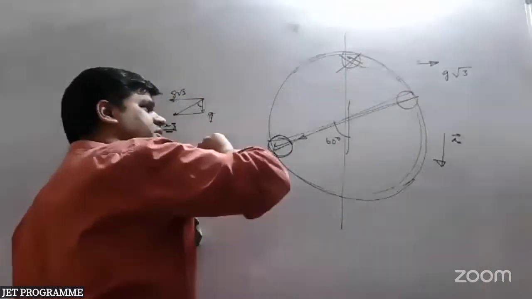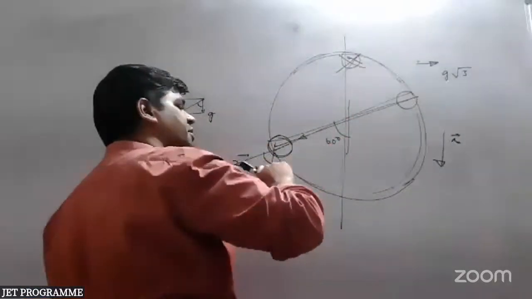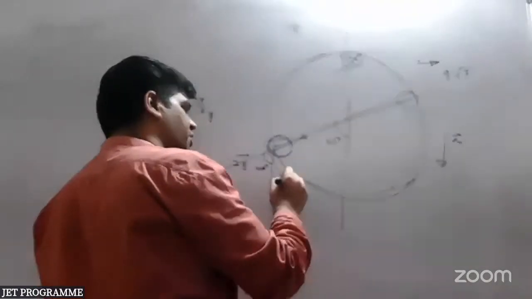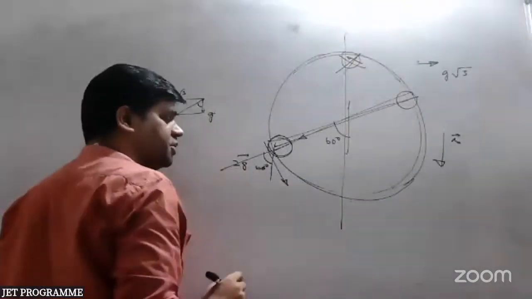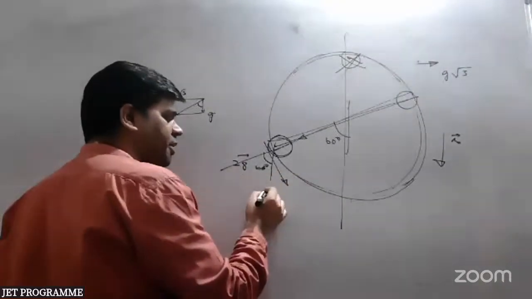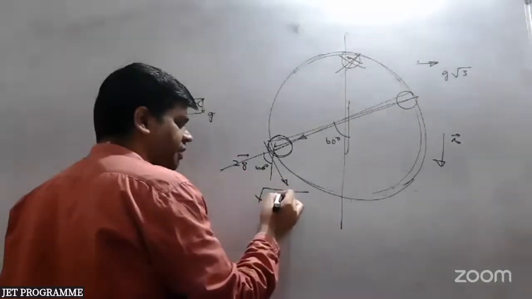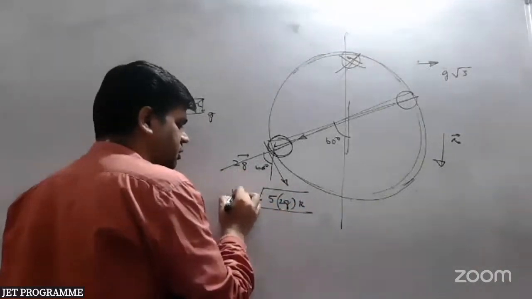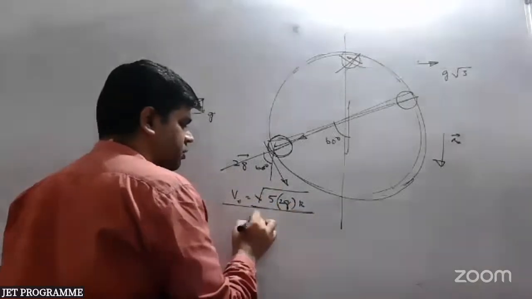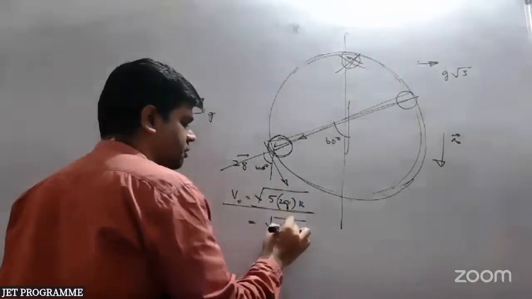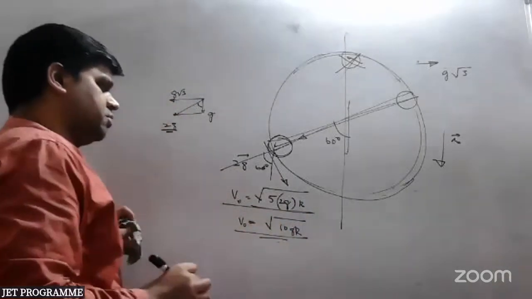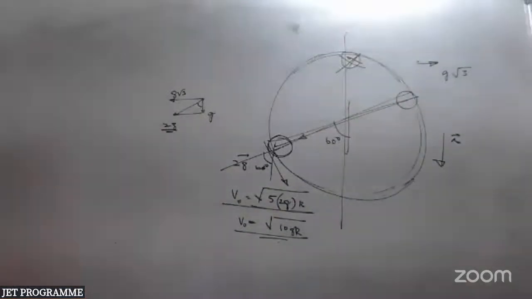So when the effective acceleration is at an angle of 60 degrees with the vertical, this is my bottommost point, this is the topmost point. The speed at the bottommost point for it to loop the loop would be root of 5 g effective into R, which is nothing but root 10 gR. Is this okay?